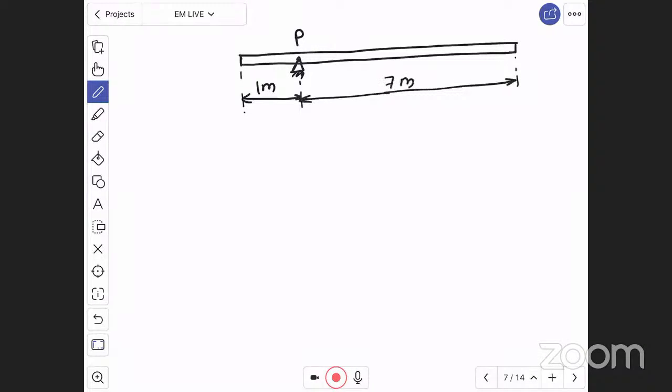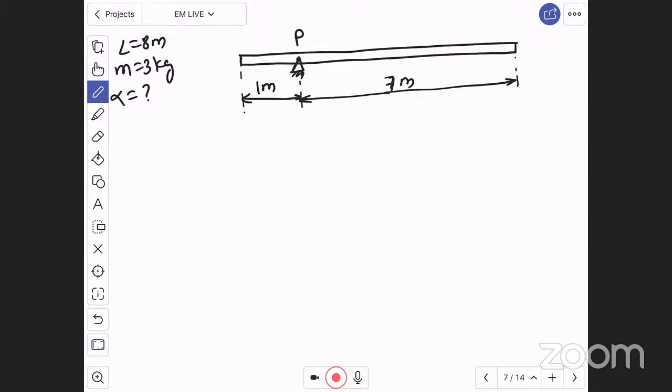This is given in the question, right? The length of the rod is 8 meter and the mass of the rod is 3 kg. Now, what is the angular acceleration of the rod in rad per second square? This is the question. The question is to find the angular acceleration of the rod.